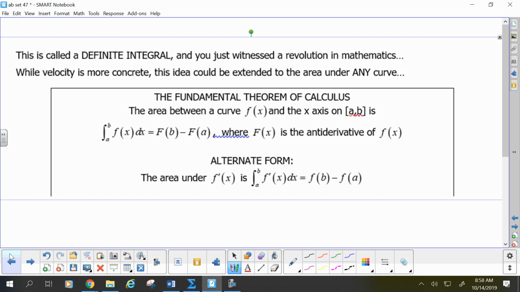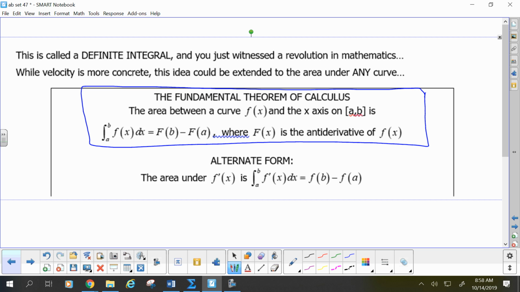Now it doesn't have to be velocity. It could be really any function. So the true fundamental theorem of calculus looks something like this. If you want the area between a curve f of x and the x-axis on an interval, then that infinite sum is what's called a definite integral. Definite integrals have bounds, a to b, telling you I want the exact numerical area under a curve of a function. And the way you evaluate a definite integral is you first antidifferentiate and subtract.